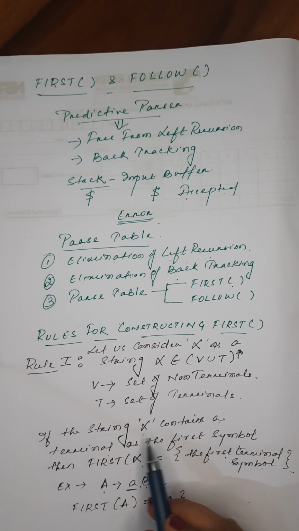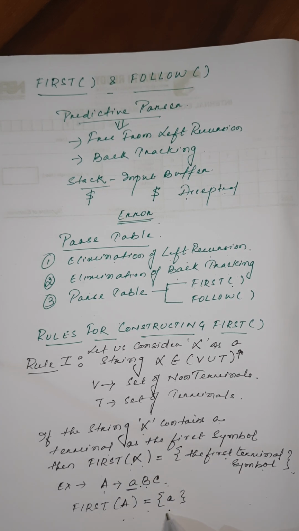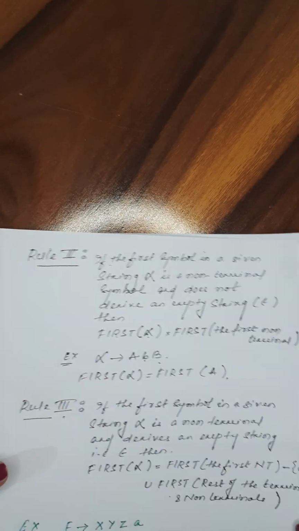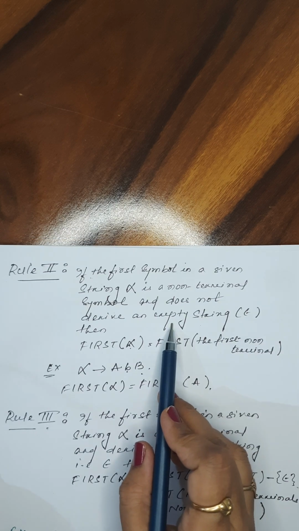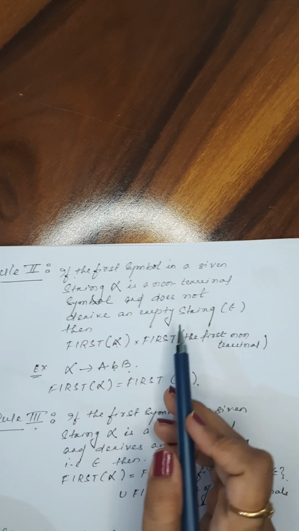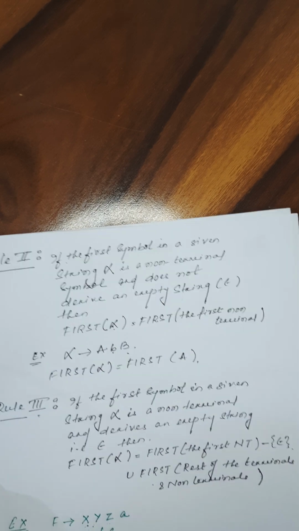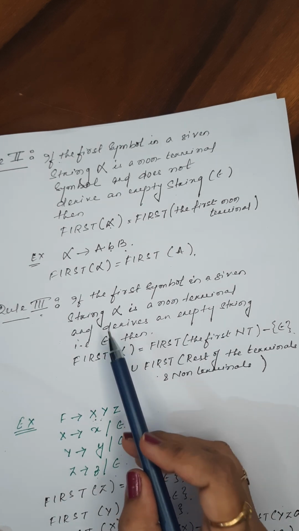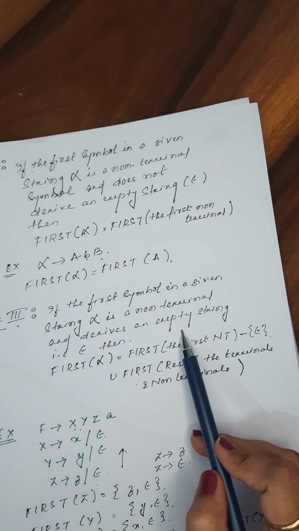The first rule says if the string alpha contains a terminal as the first symbol, then the first of the non-terminal will be that terminal symbol. Second one is what? Rule number 2 says, if the first symbol in a given string alpha is a non-terminal symbol and it does not derive epsilon, that means we have to look for the empty string, then first of alpha will be the first non-terminal. Third rule, as I have said earlier, is the most important one. If the first symbol in a given string alpha is a non-terminal and it derives an empty string, we have to look whether it has a production in terms of epsilon or not.